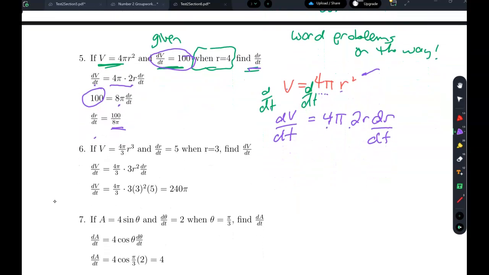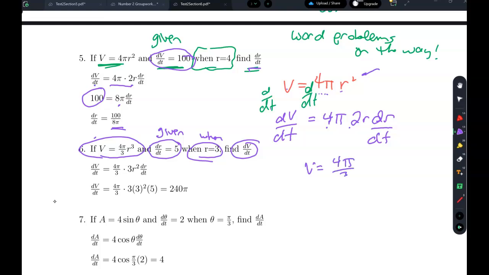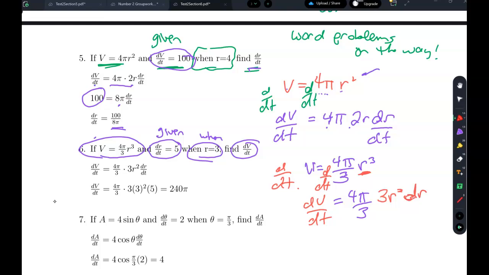Okay, so let's do one more with the v's. So here's a v, a given rate, a when information, and a find. Okay, so if I take this v equal 4/3 pi r cubed. Okay, I'm going to take the derivative with respect to t on both sides. So this left-hand side gives me dv over dt. On the right-hand side, I just carry the number 4 pi over 3. Now I'm going to take the derivative of r cubed, which is 3r squared, times the derivative of the inside, which is dr over dt.